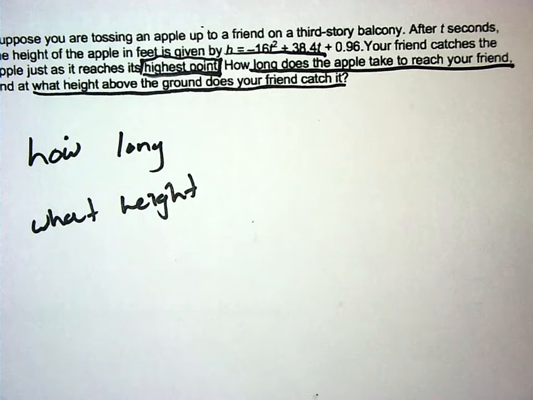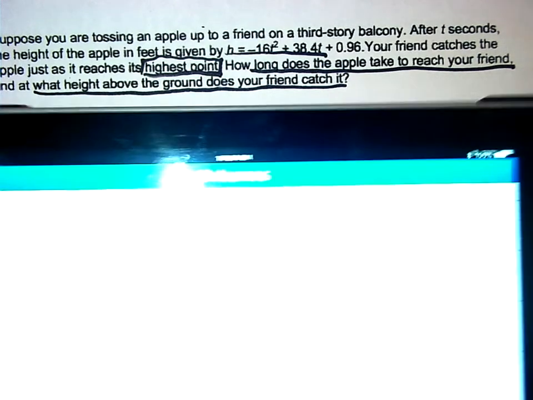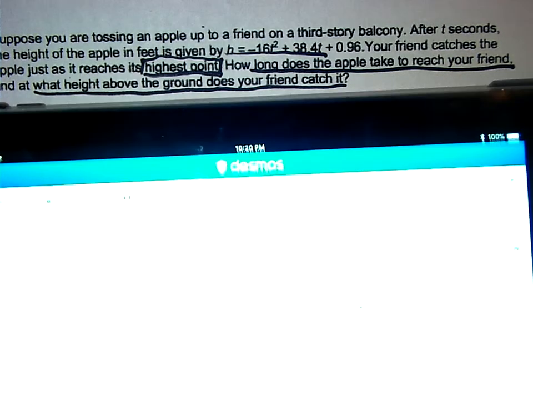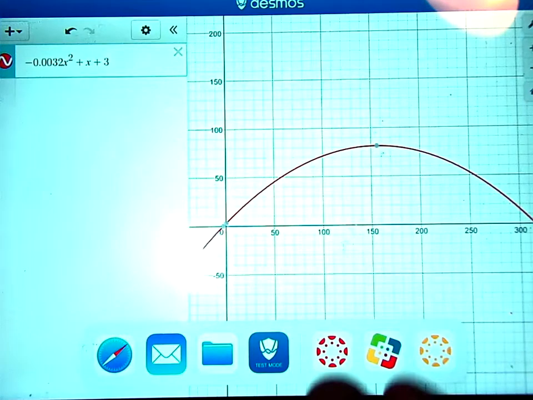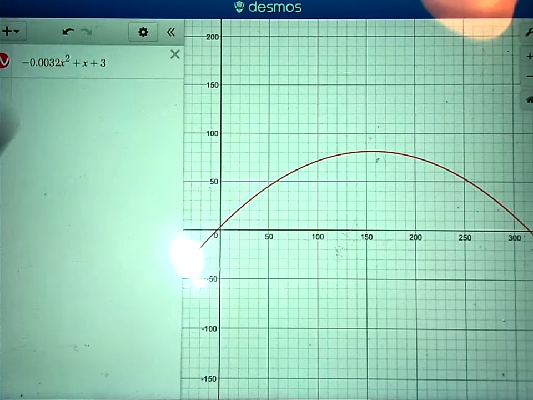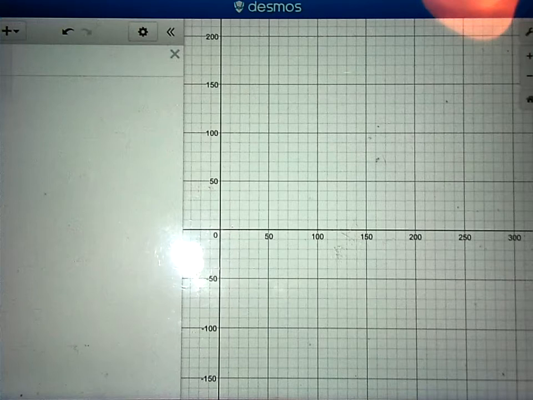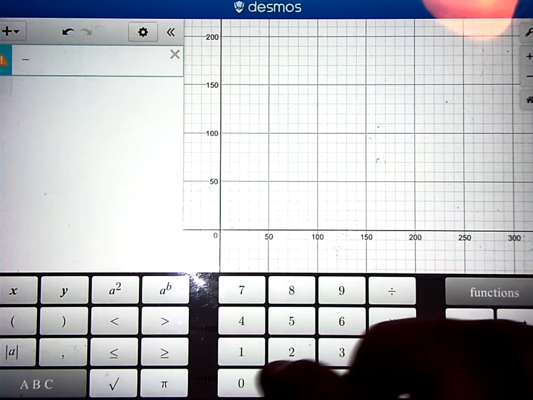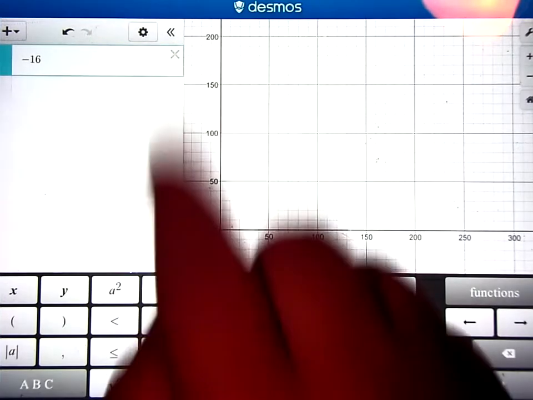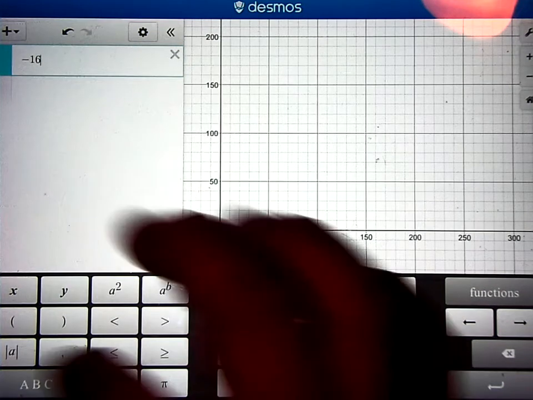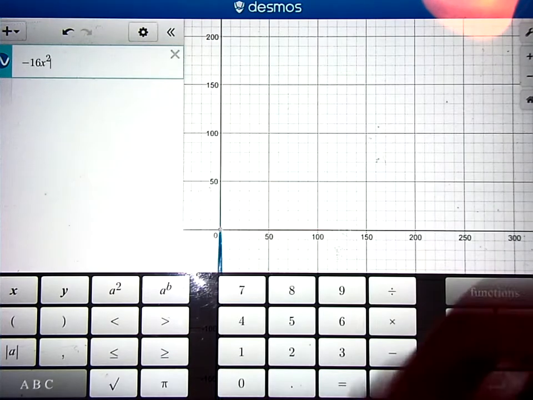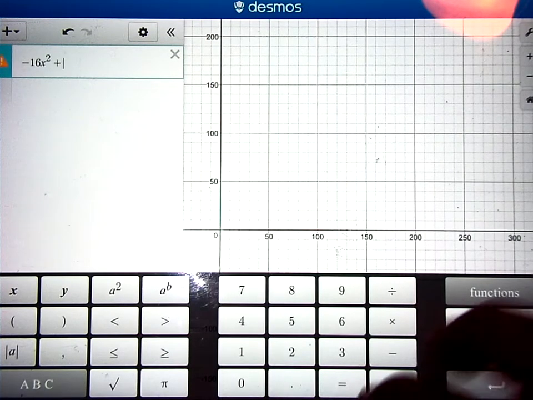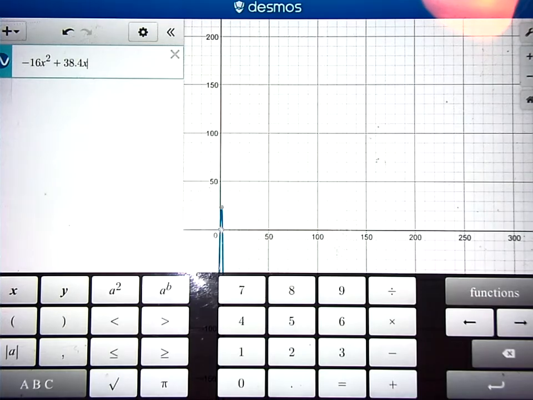Well, we need to graph it. So I'm going to pull out my handy friend Desmos. Again, you can also graph it on the TI Inspire. And I'm going to graph the equation that we were given. Negative 16. Our equation says t squared, I'm going to use x squared plus 38.4x plus 0.96.